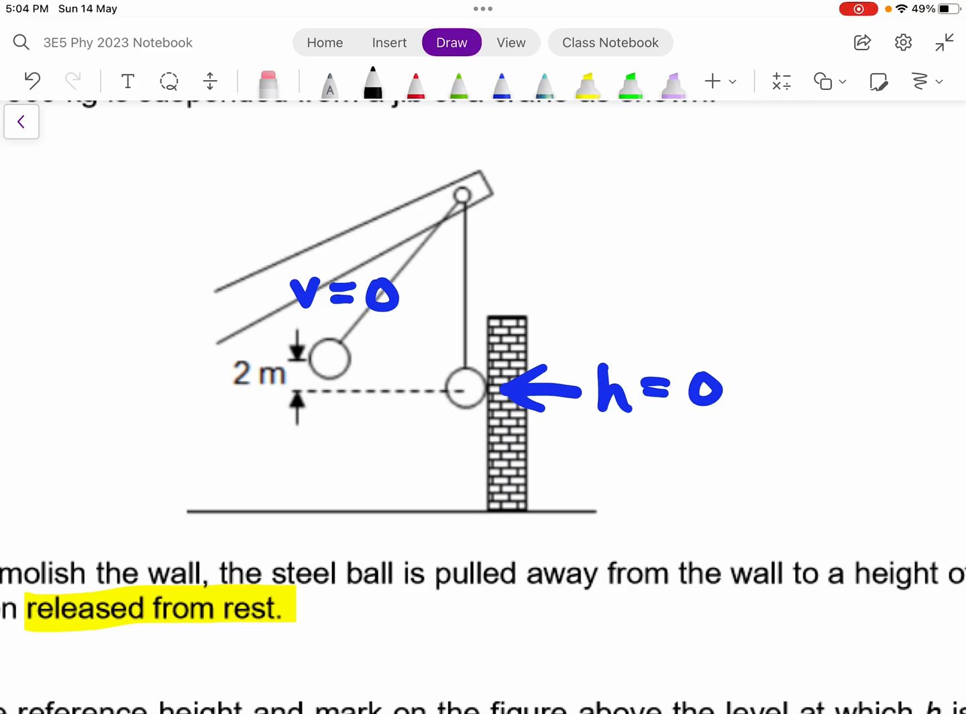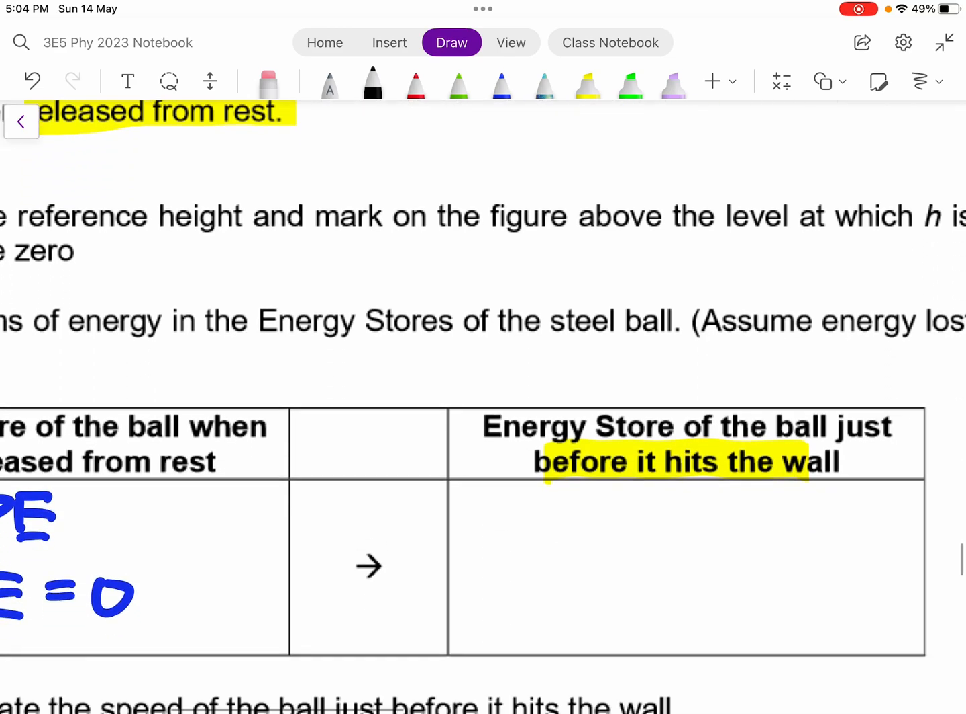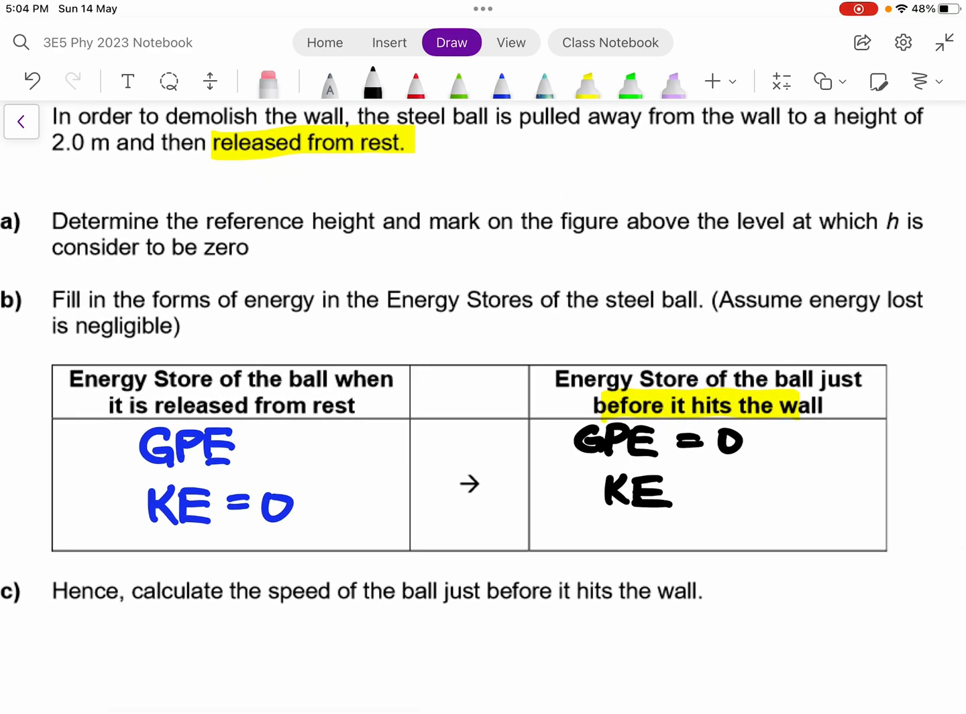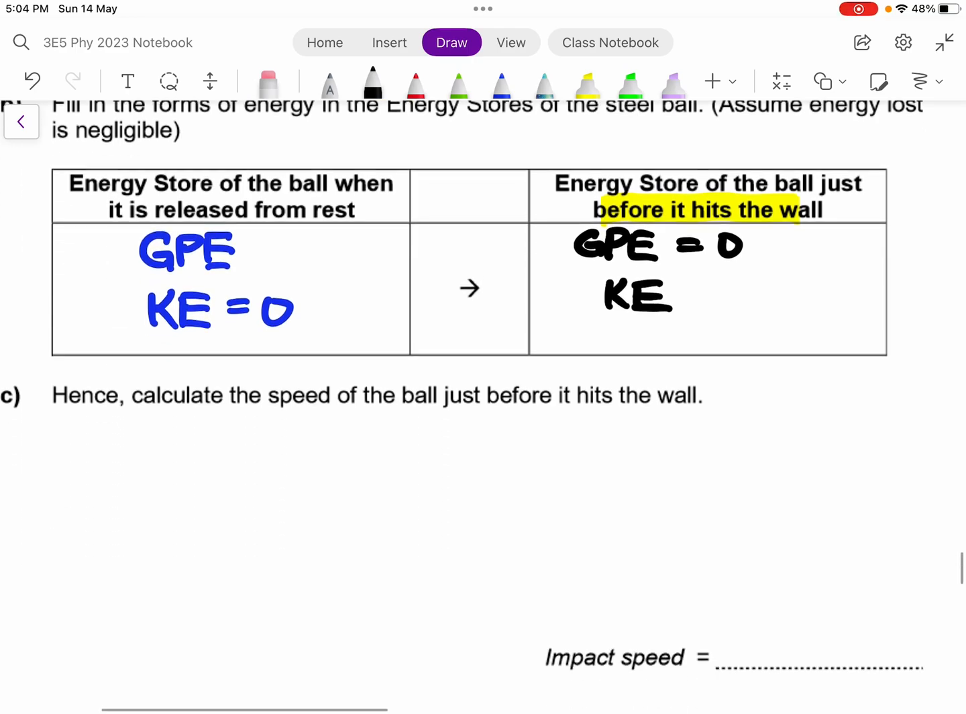So down here, you can also see that as the ball swings down, it actually hits the h equals to 0 level. So because of that, your GPE will be equal to 0 and you will have some KE, right? So down here, if you look at the energy store, all the energy is stored within the ball. So when we apply the principle of conservation of energy, we would say that the GPE at the very beginning must be equal to the KE at the end, right?